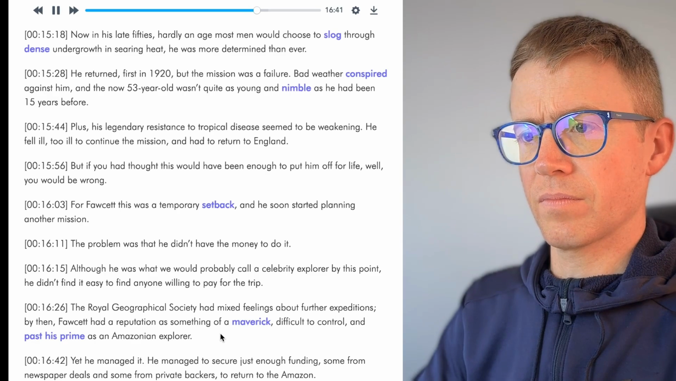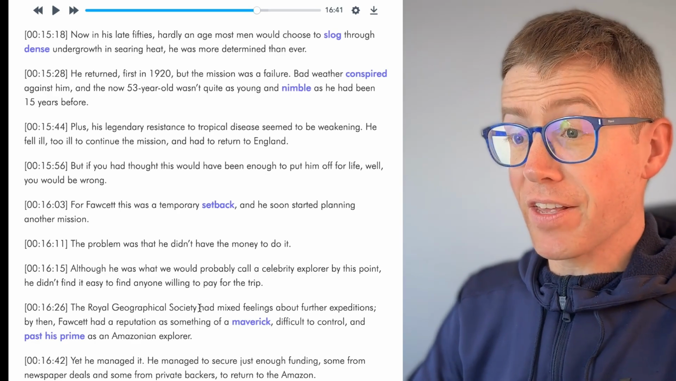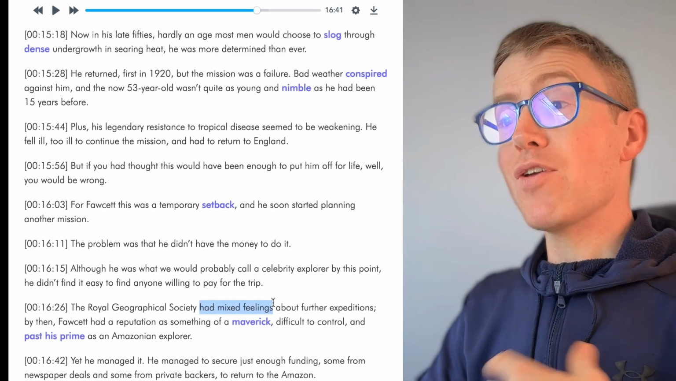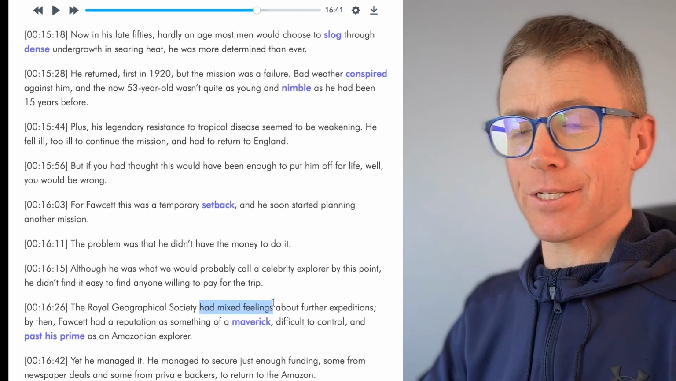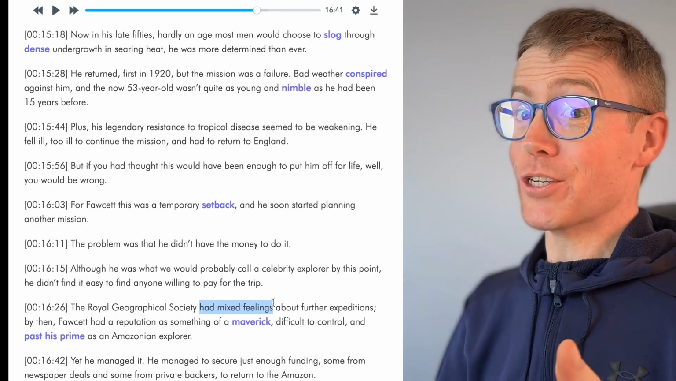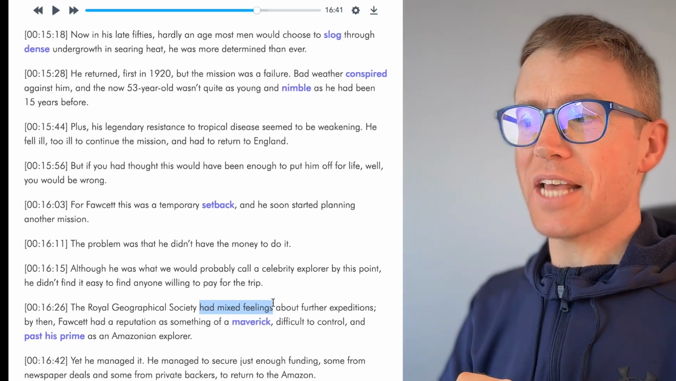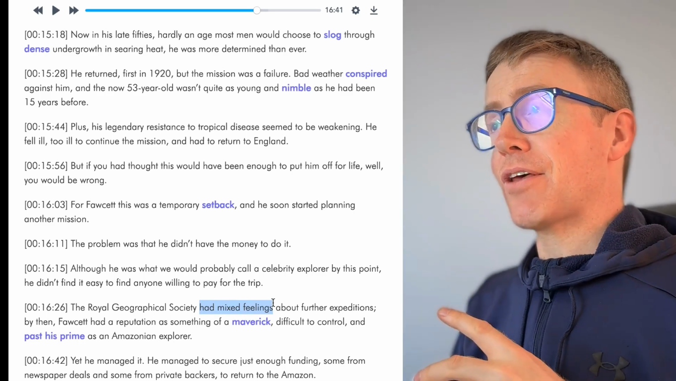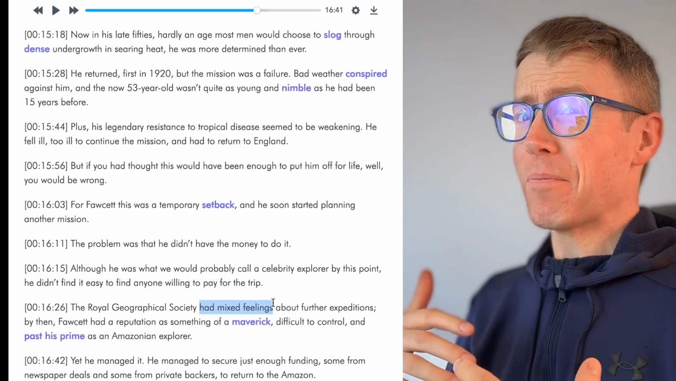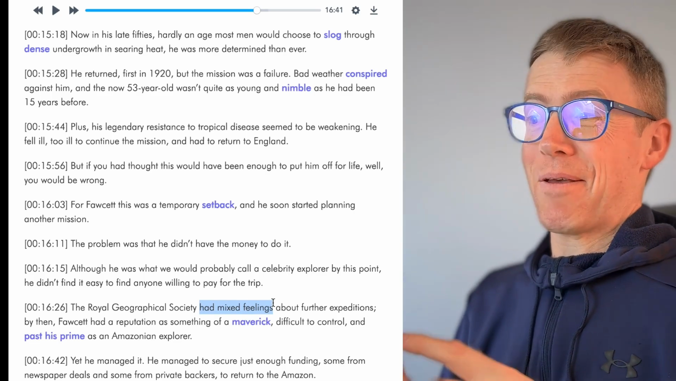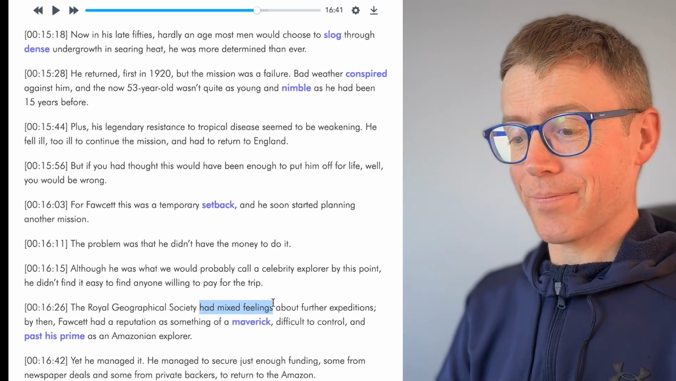We didn't define this in the transcripts, but if you have mixed feelings, basically it means you don't want to do something. It's a polite way of saying, yes, there are some positives and some negatives, but really it means that you're not so keen on doing it. You don't want to do it.